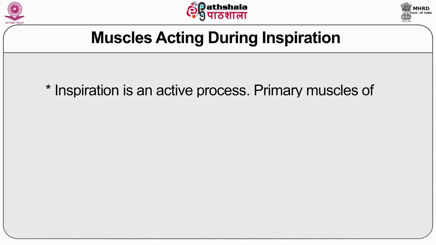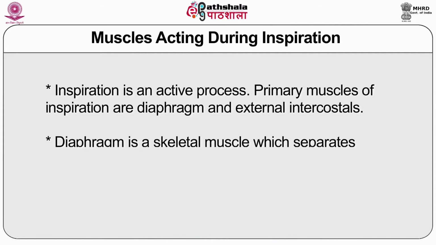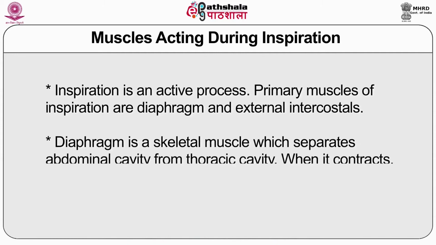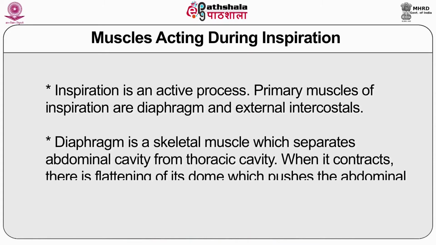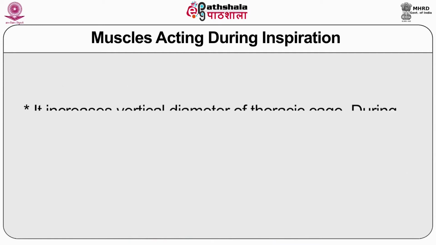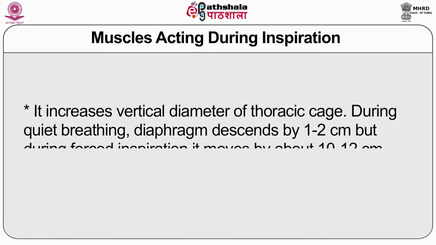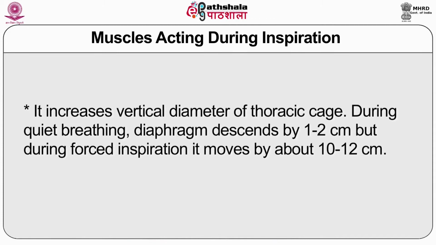Inspiration is an active process. The primary muscles of inspiration are the diaphragm and external intercostals. The diaphragm is the skeletal muscle which separates the abdominal cavity from the thoracic cavity. When it contracts, its dome flattens, which pushes the abdominal contents downwards. It increases the vertical diameter of the thoracic cage. During quiet breathing, the diaphragm descends by 1 to 2 centimeters, but during forced inspiration, it moves by about 10 to 12 centimeters.